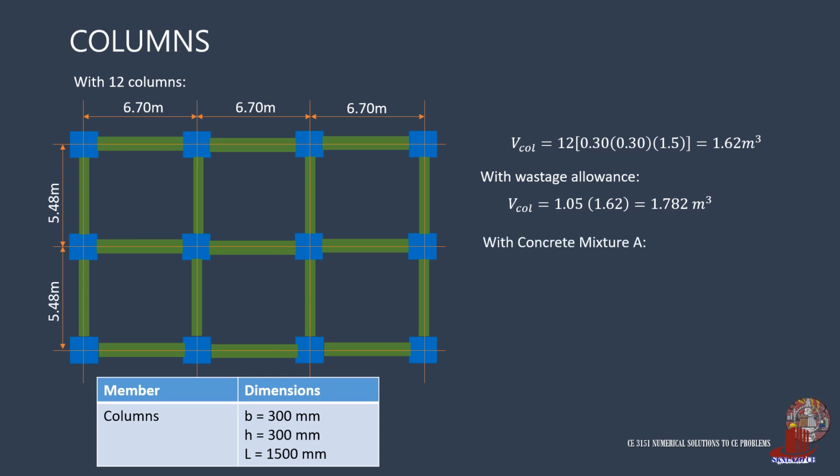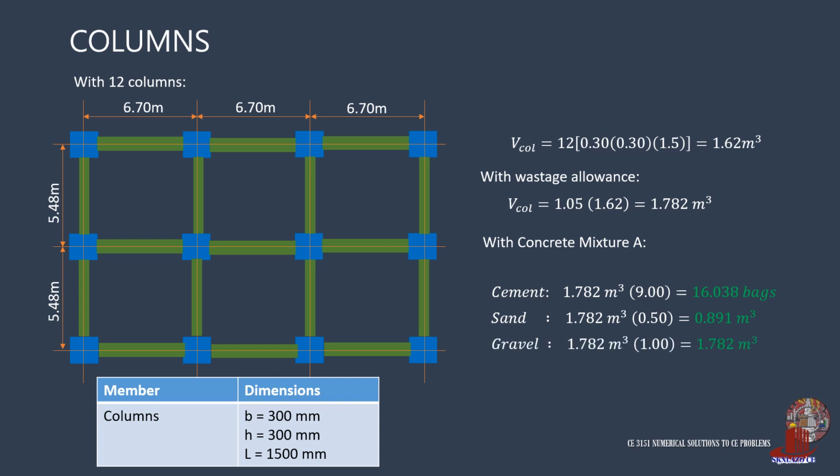When using concrete mix class A, cement is then taken as the volume of 1.782 times 9, which turns out as 16.038 bags. The sand is computed as 1.782 times 0.50, giving 0.891 cubic meters. And gravel stays as 1.782 cubic meters as it is multiplied by 1.